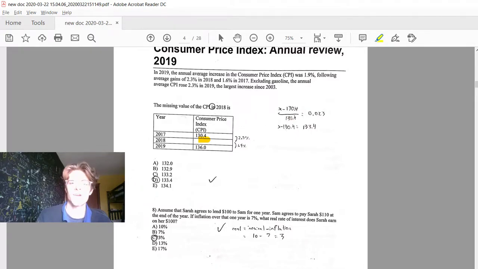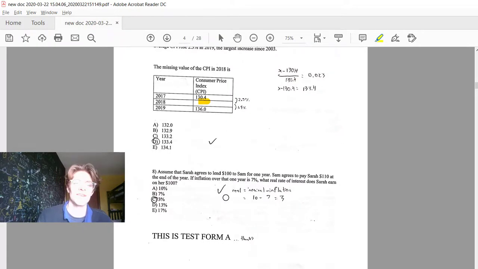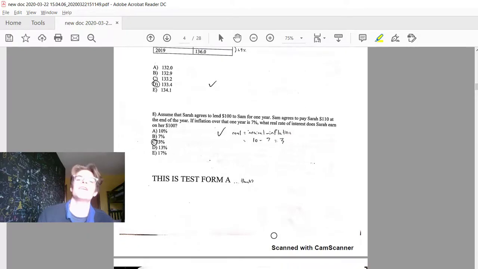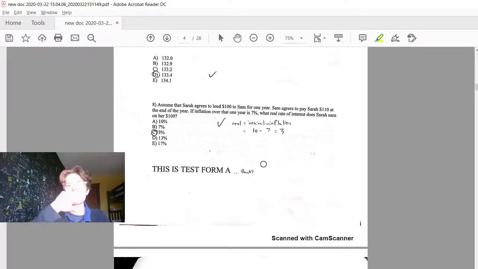That's right. And then we're just going to cross multiply. So 0.023 times 130.4 gives you that, and then add it to the other side gives you 133.4. And if you're not sure about that, you can always do it the other way too, and you can verify that.